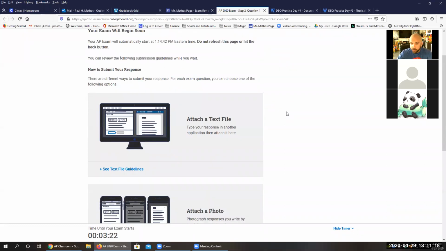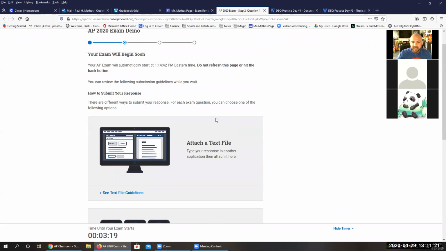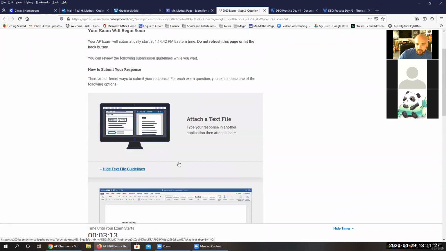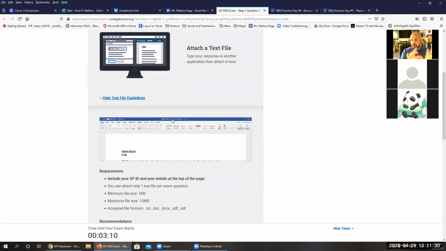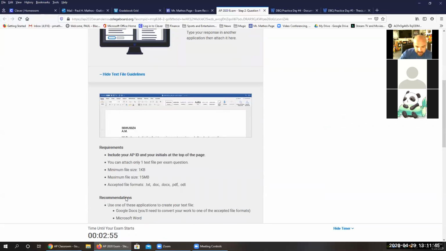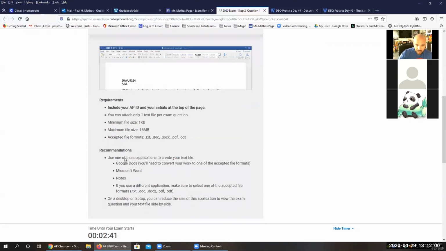This will be the exact same thing you'll go through on test date. It'll tell you, hey, your exam will begin exactly here. Here are how you could do it. These are the methods. You can attach a text file. Okay, so maybe you want to type it in Word. Then you attach it. This obviously is one way to do it. The only thing you want to do is follow the instructions. Here's the requirements. Put your AP ID and initials at the top of the page. Only one text file. Here are the acceptable formats. So don't put it on Google Docs. If it's not text, doc, docx, PDF, don't do it. So make sure you know how to submit it in that way. And it tells you what to do.